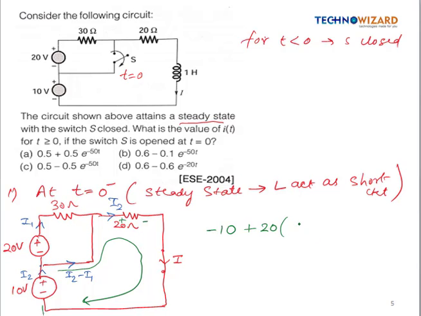Current flowing is I2, so 20 I2 minus 10 is equal to 0. It means 20 I2 is equal to 10. So the value of I2 is coming as 1 by 2, which is 0.5 ampere, and the current I is equal to I2. So the current I is equal to I2, which is equal to 0.5 ampere.